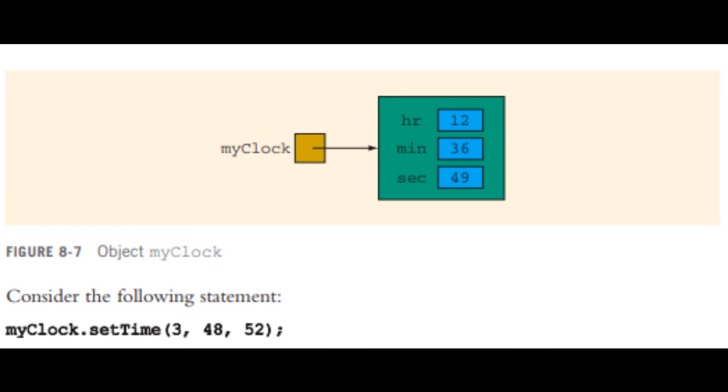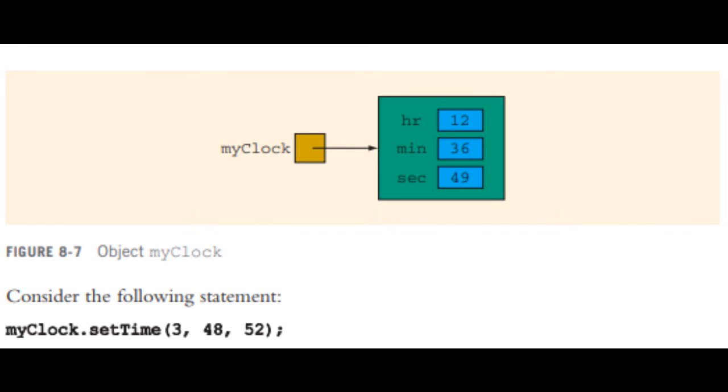Consider the following statement. myClock.setTime(3, 48, 52). The variable myClock accesses the member setTime. In the statement myClock.setTime(3, 48, 52), setTime is accessed by the variable myClock. Therefore, the three variables hr, min, and sec referred to in the body of the method setTime are the three instance variables of the object myClock.